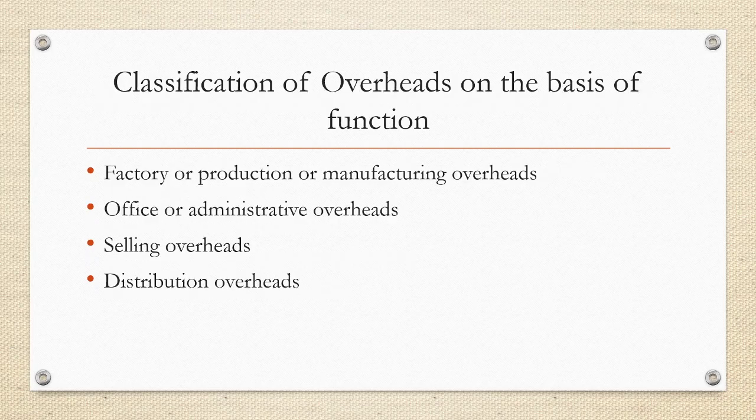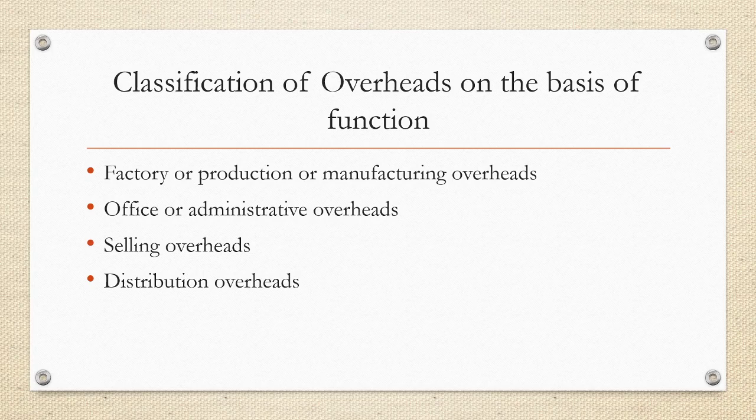Now let us see the first aspect, that is the classification of overheads on the basis of function, or the function wise classification of the overheads. When the overheads are grouped with reference to a major activity, divisions of an organization, it becomes a functional classification. So mainly we classify it as the factory or production or manufacturing overheads, then the office or administrative overheads, selling overheads, and the distribution overheads. Now factory overheads, what is this? These are the indirect expenses of operating the manufacturing division of a concern.